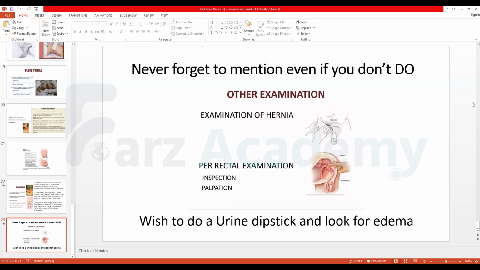Okay, sir. If you wish to find out the sacral edema, do you want the patient to sit up, or would you look for it by turning the patient to one side? Sir, it will be more comfortable by turning the patient to the side.